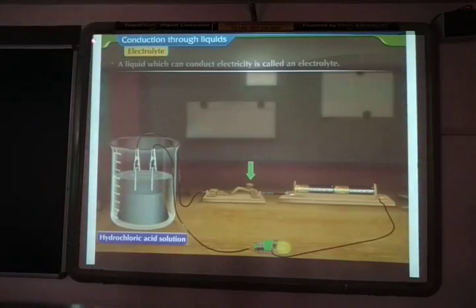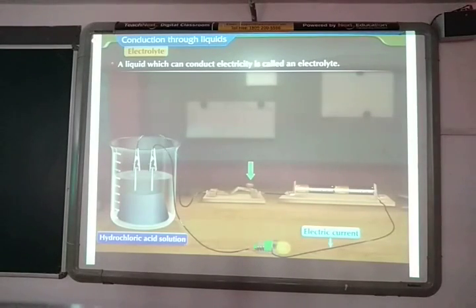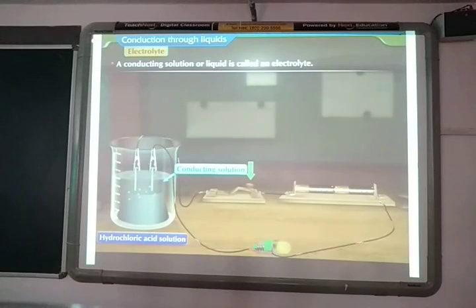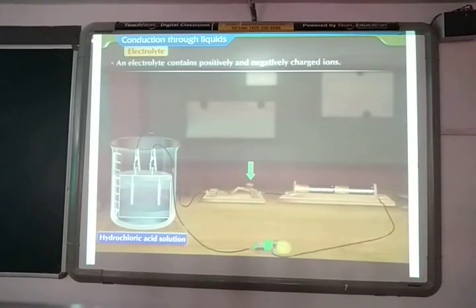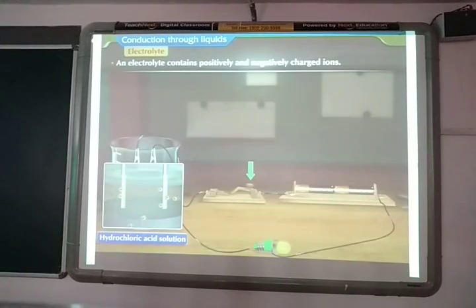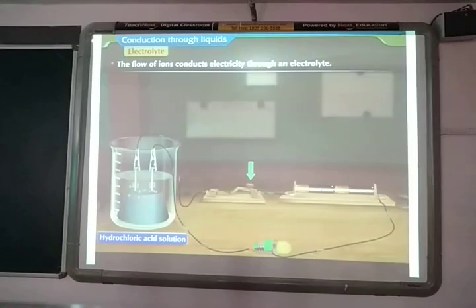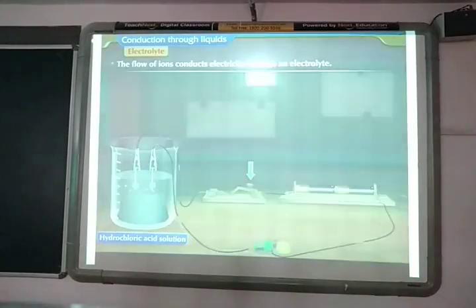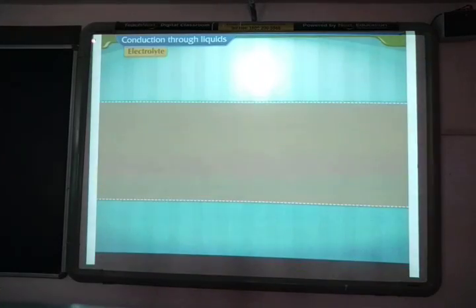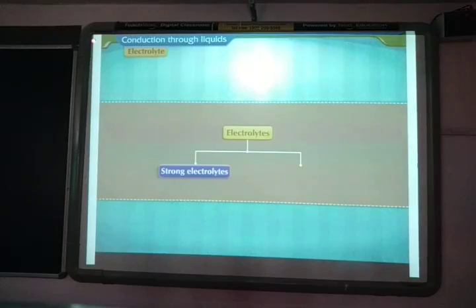Electrolyte. A liquid which can conduct electricity is called an electrolyte. In other words, a conducting solution or liquid is called an electrolyte. An electrolyte contains positively and negatively charged ions. It is the flow of these ions which conducts electricity through an electrolyte. Electrolytes are of two types: strong electrolytes and weak electrolytes.